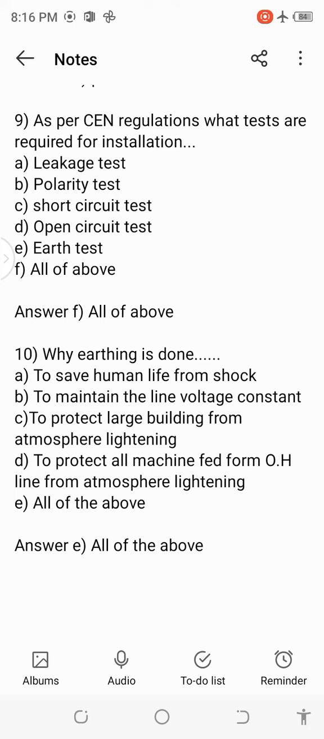10. Why earthing is done? A. To save human life from shock. B. To maintain the line voltage constant. C. To protect large building from atmospheric lightning. D. To protect all machines fed from overhead lines from atmospheric lightning. E. All of the above. Answer E. All of the above.